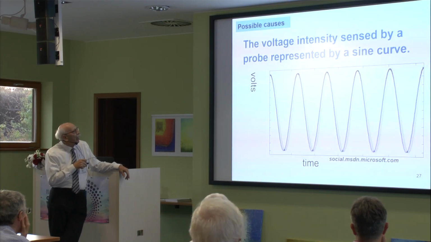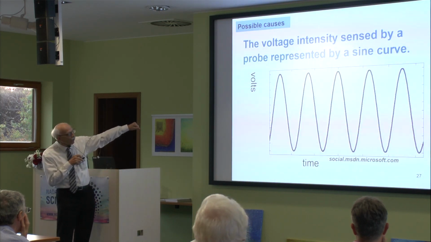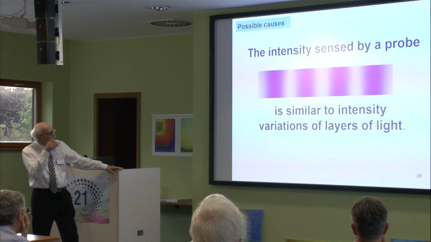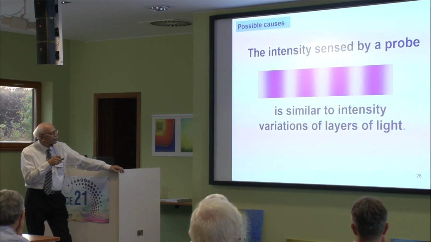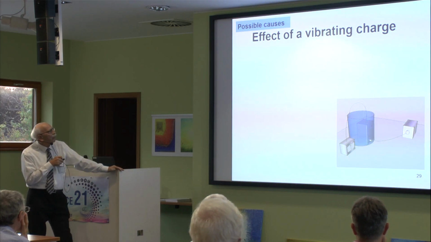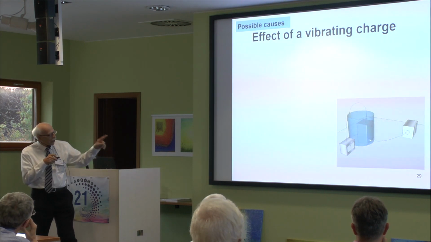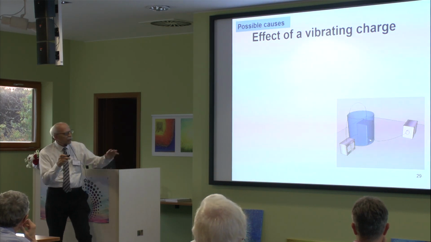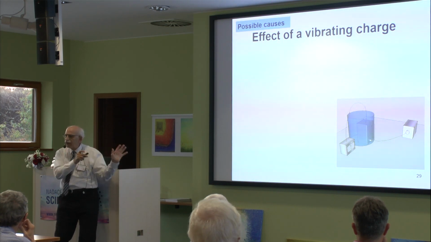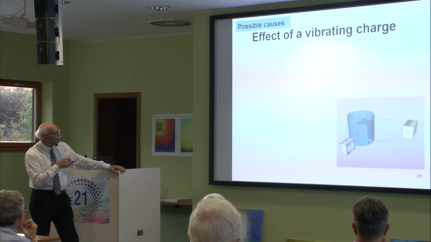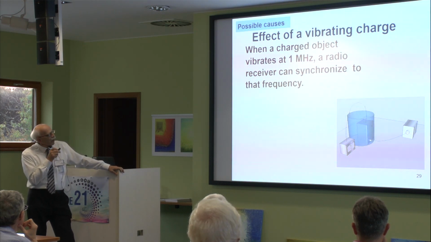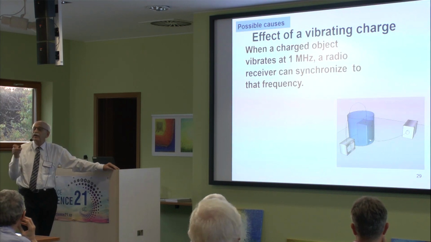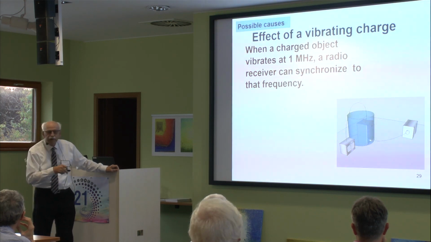What? And the voltage intensity, if we measure the voltage, it gives a sine curve like that. And this is similar to, well, normal visible light. The effect of a vibrating charge on a sensor: if I have, instead of a charge just there, I go like that with a charge, the needle will go like that, because the electric field increases, decreases, increases, decreases. When the charged object vibrates at 1 megahertz, my needle cannot vibrate at 1 megahertz, but if it's an oscilloscope, I would see the voltage go at 1 megahertz.